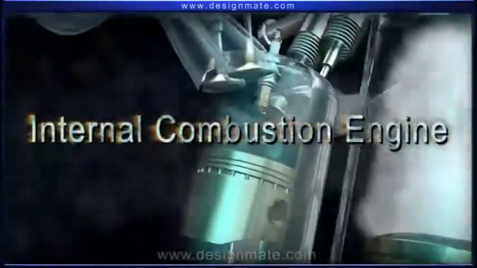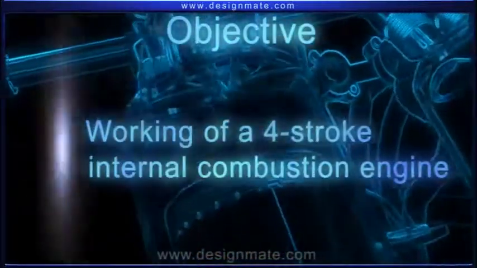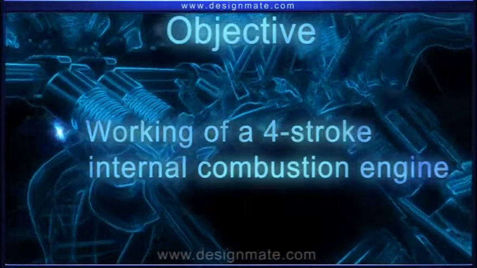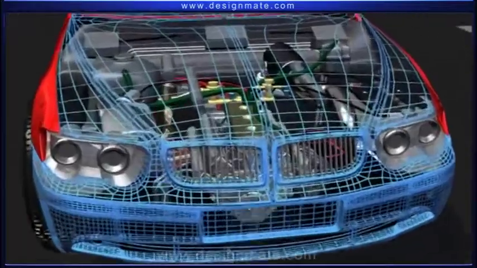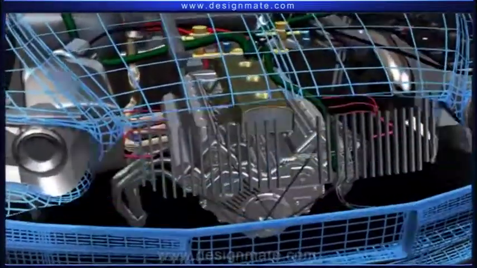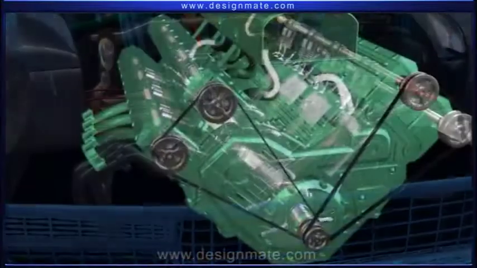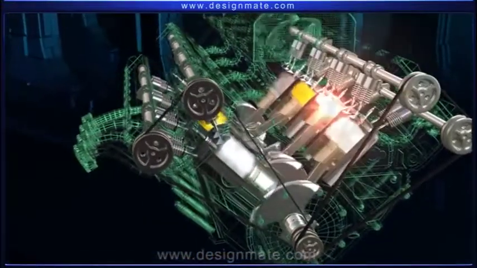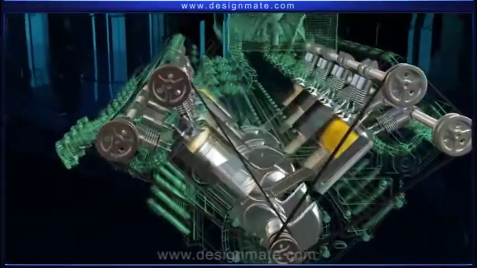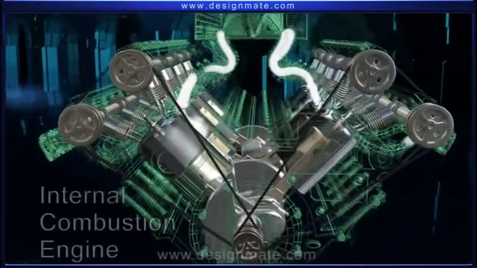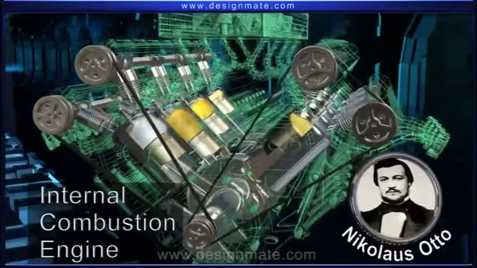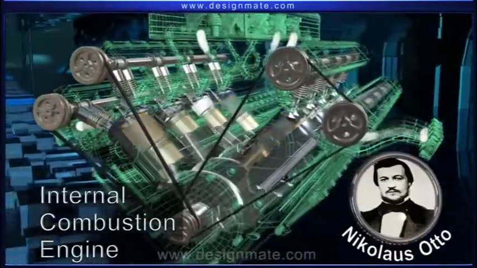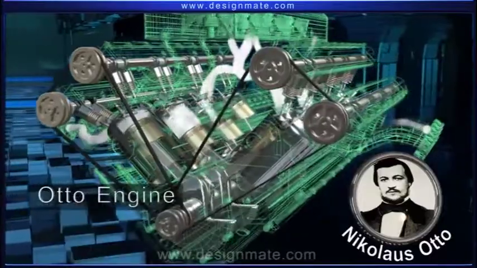Internal combustion engine. In this topic, we will understand how a four-stroke internal combustion engine works. Most of the automobiles work on four-stroke internal combustion engines. Here, fuel combustion occurs inside the engine, thereby giving its name internal combustion engine. It was designed by Nicholas Otto in 1876, and hence is also called an Otto engine.